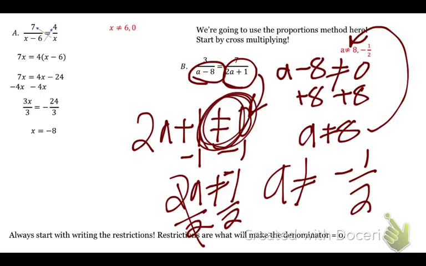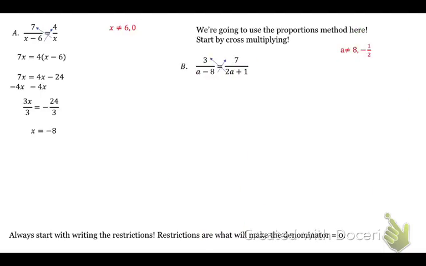Okay, once we have our restrictions, we're going to cross multiply this. So you get 3 times 2a plus 1 equals 7 times a minus 8. So that's 6a plus 3 equals 7a minus 56. Solve that for a. Subtract the 6a over, so you get 3 equals a minus 56. Add that 56 to the other side, and you get a equals 59.